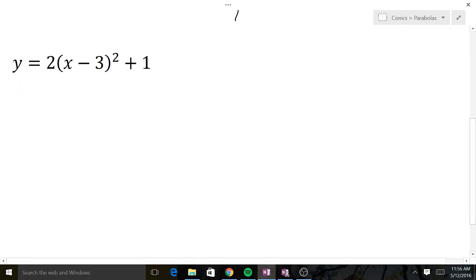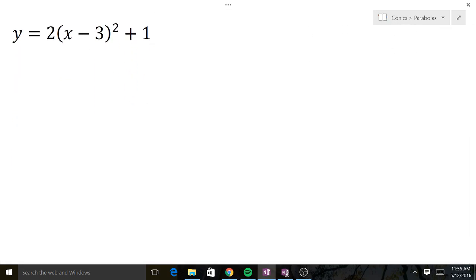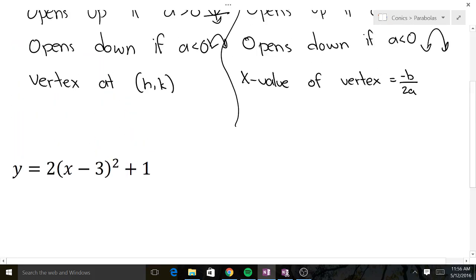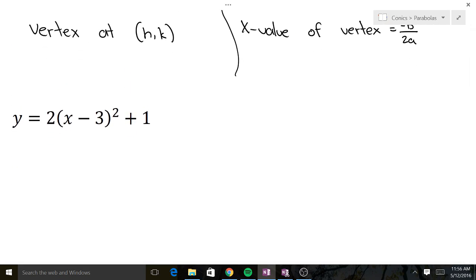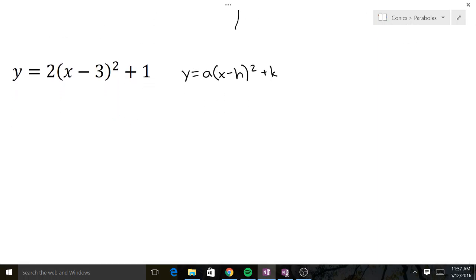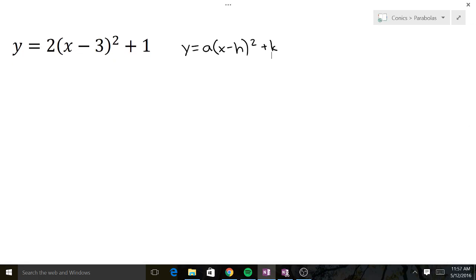So here we have a problem. We have y equals 2(x minus 3) squared plus 1, and that's obviously in vertex form. So let's rewrite our vertex form, which is y equals a(x minus h) squared plus k. And if I want the vertex, and I want which way it's going to open, we can draw a quick sketch of it. So first we have a equals 2, which is greater than 0, so that tells me this graph is going to open up.